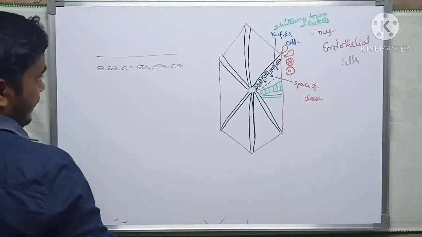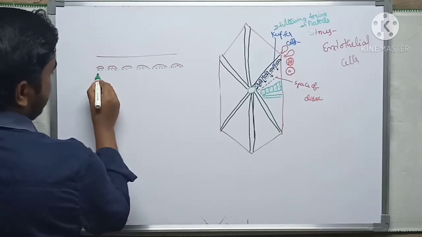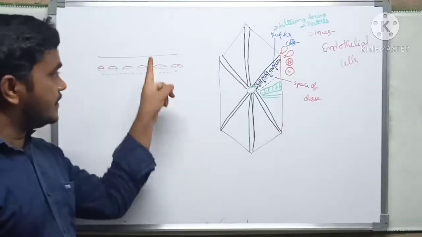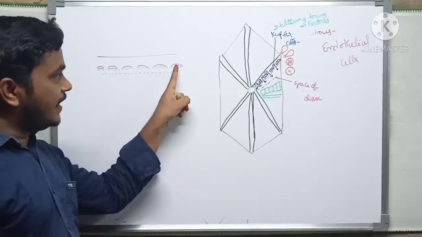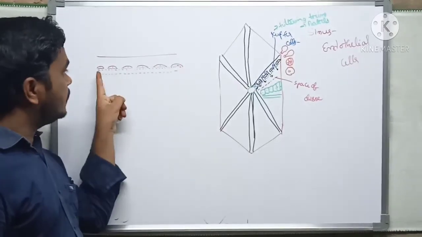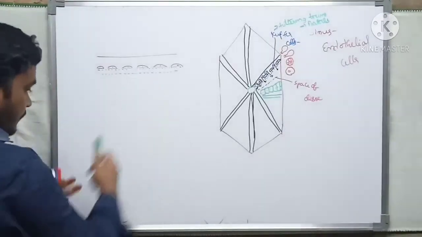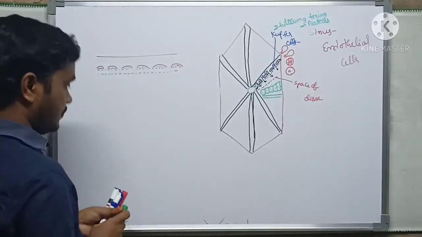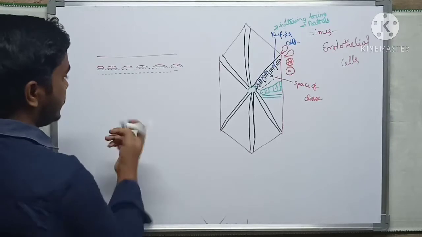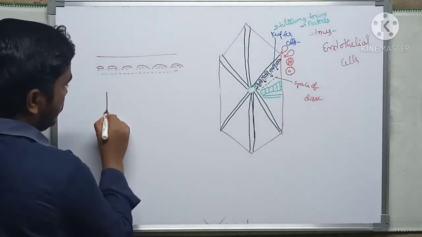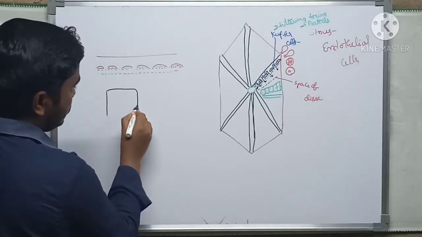So beneath the basal lamina, we will see space. Actually, this is the sinusoid region. This is the lining of the sinusoid. Those are endothelial cells, then the basal lamina is there. So this is the space of Disse. After this, we'll see hepatocytes.